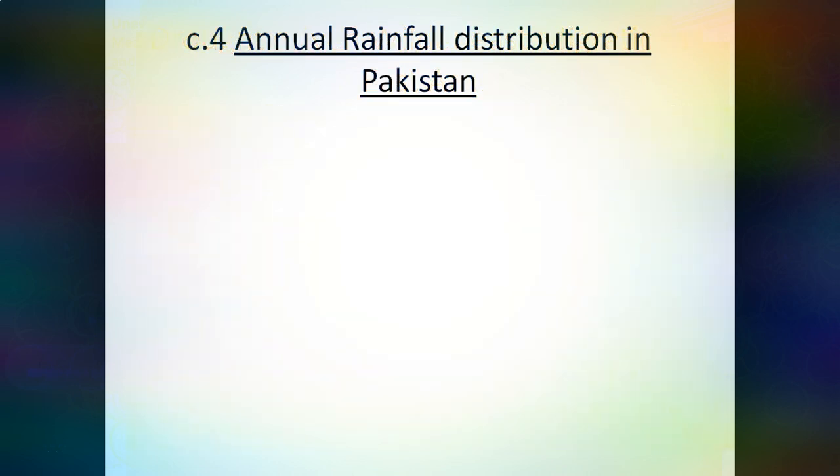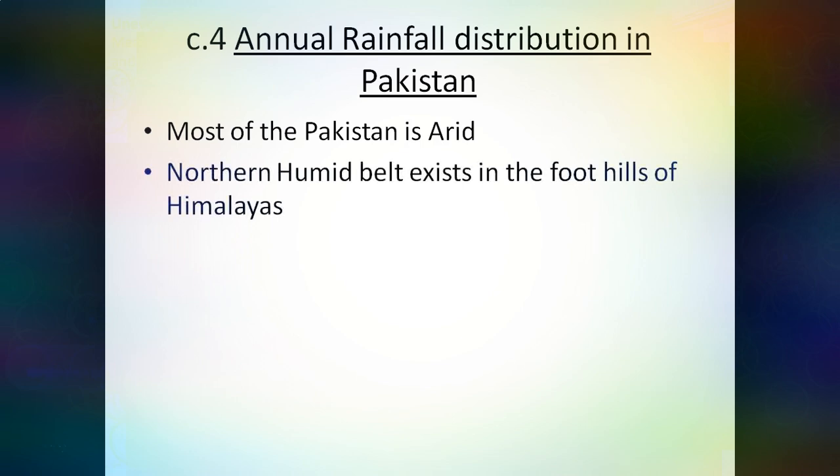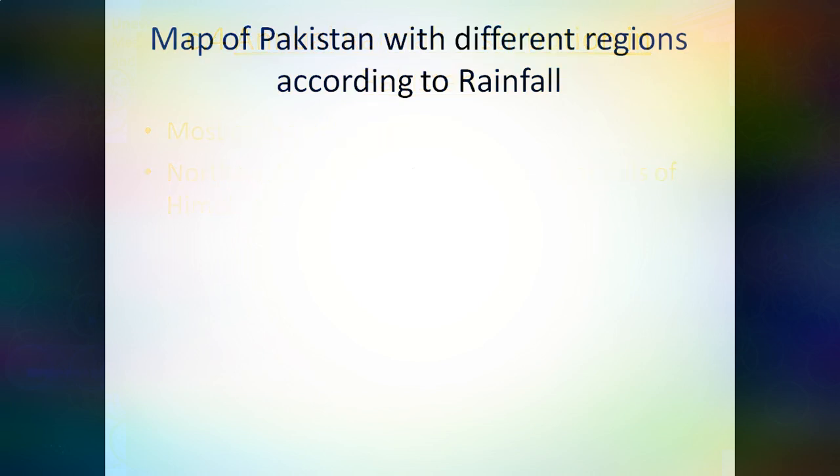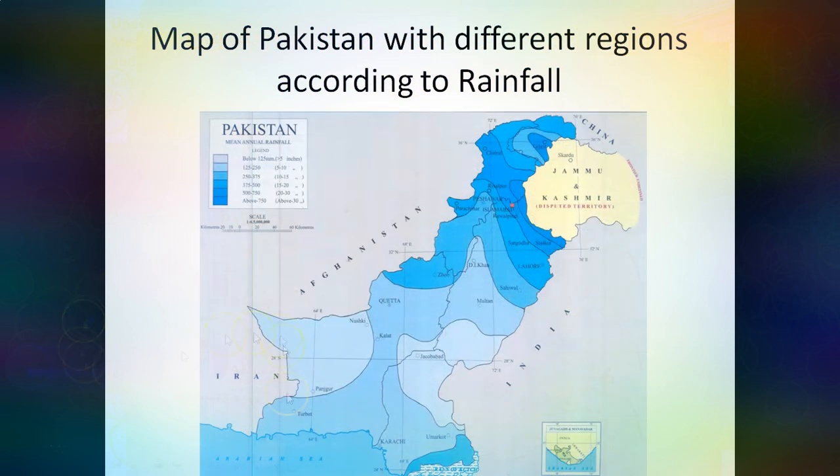Now we will discuss annual rainfall distribution in Pakistan. Most of Pakistan is arid. However, the northern humid belt exists in the foothills of the Himalayas. Now we can see that this is the Arabian Sea. As the moisture-laden winds blow towards Pakistan, we see that the southern parts of Pakistan, including the Sindh province, the Balochistan province, and the Punjab province, are all arid.